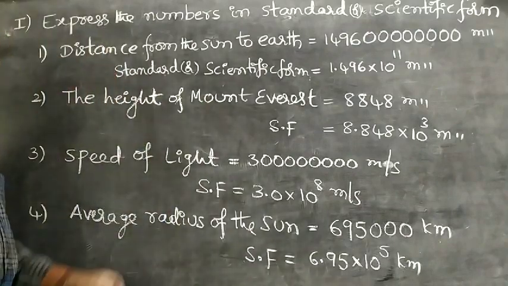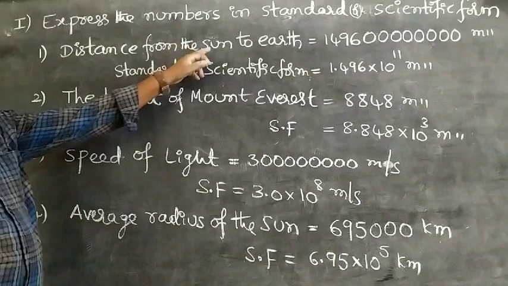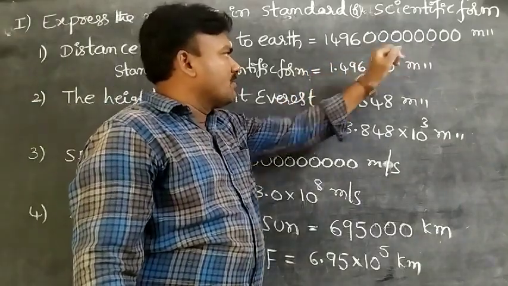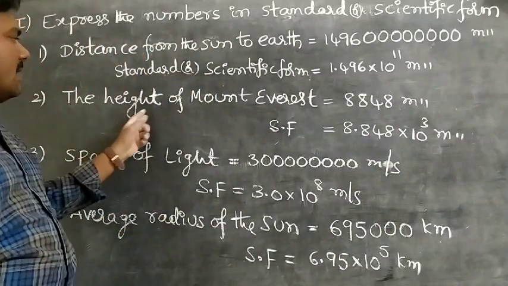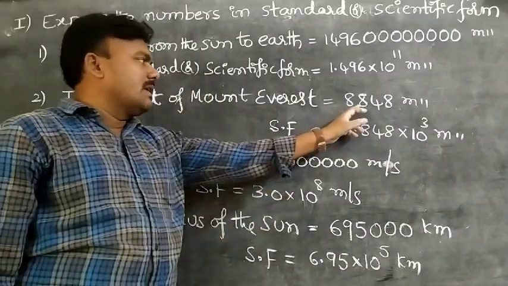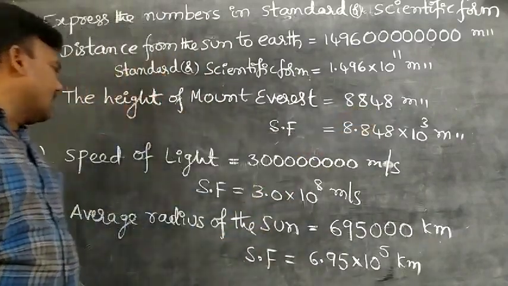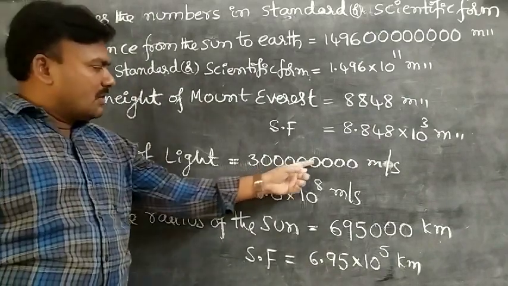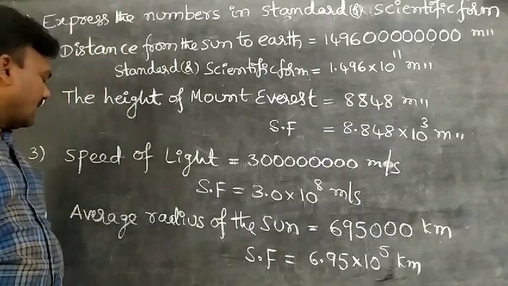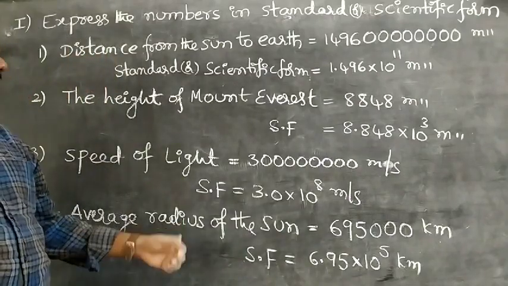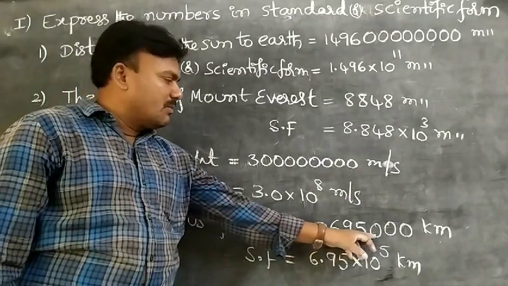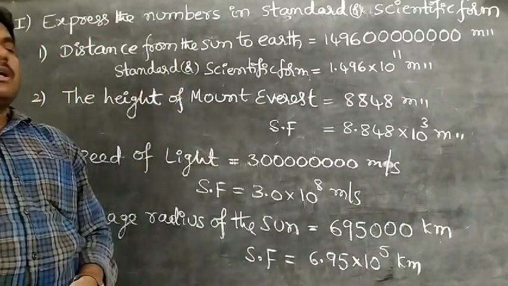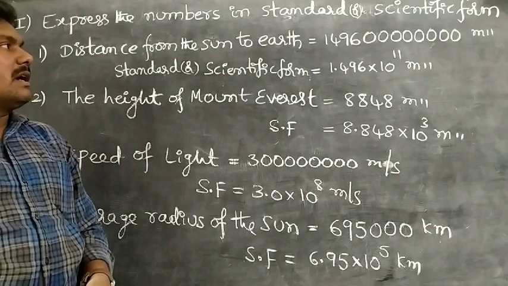So, first one is distance from the sun to earth equal to 149680 meters and height of the Mount Everest equal to 8848 meters. Next, speed of light, so 3 followed by 8 zeros meter per second. And again, average radius of the sun equal to 695,000 kilometers. Okay. These are usual forms. How can I express scientific or standard forms?